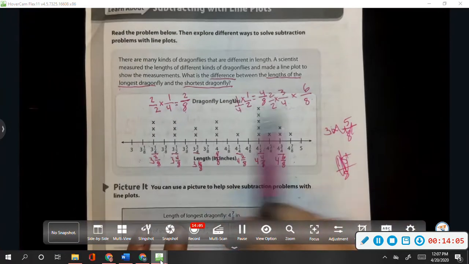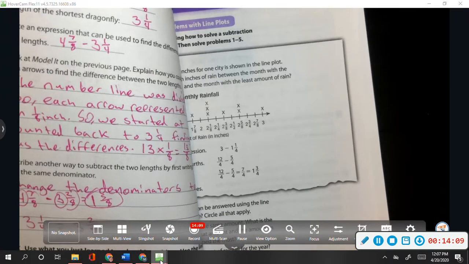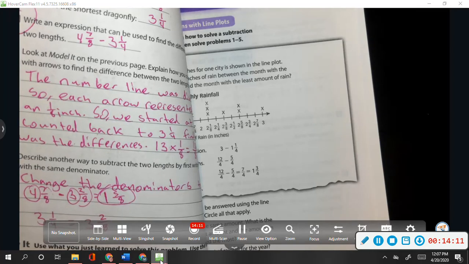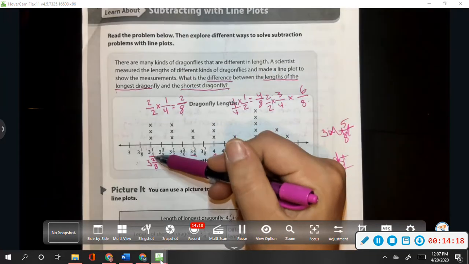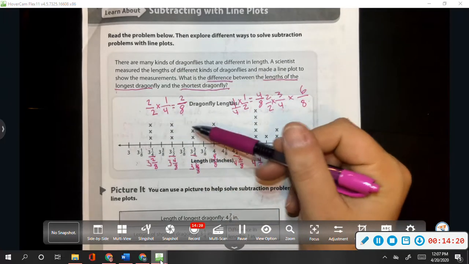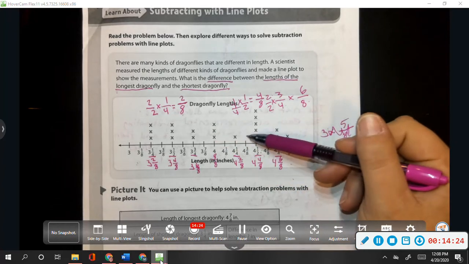We want to go back over here, and we got to look at our line plot. They're asking what length are the greatest numbers. So which measurement were most dragonflies measuring at? Well, 3 2/8 only had 3 dragonflies. We only had 3 here, 2 here, 3 here, 1 here.